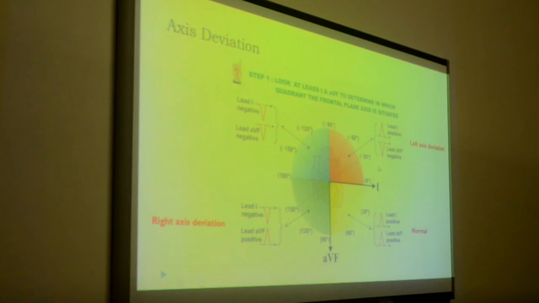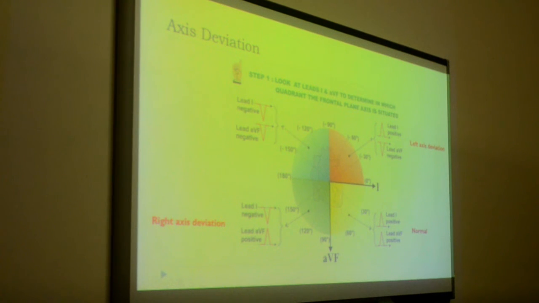But what I'd advise you to do is stick to the criteria the professor is giving you. I didn't want to include any criteria to avoid confusing you. If the professor told you negative 30 is the normal limit, then fine, negative 30 is the normal limit. Any other questions? Okay. So if the QRS complexes leave each other, left axis deviation.